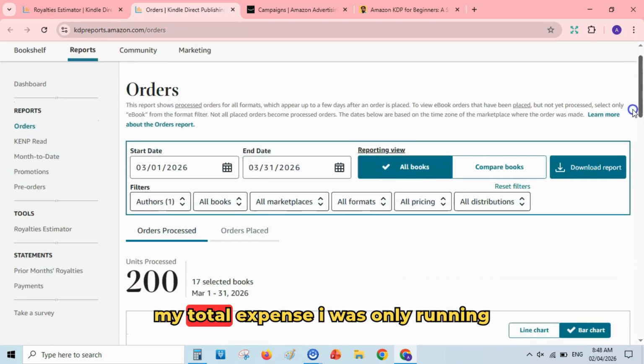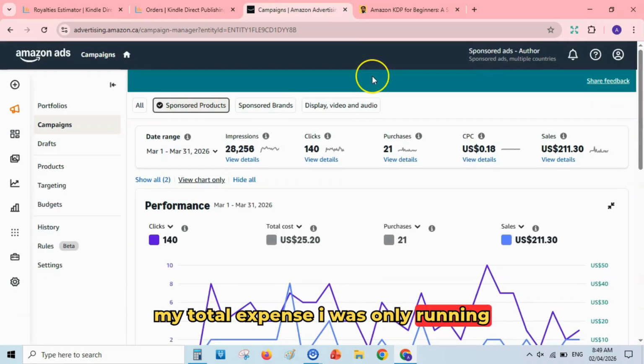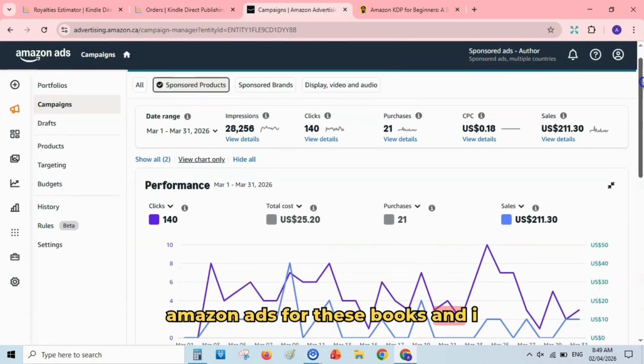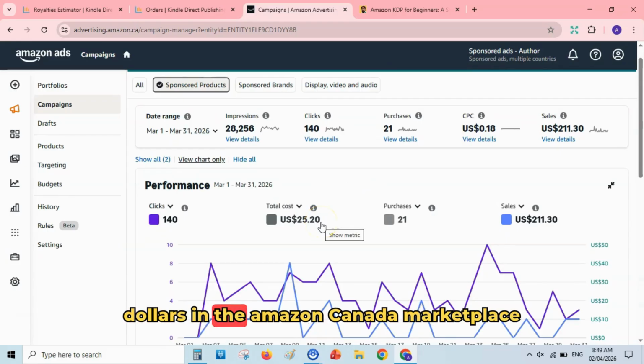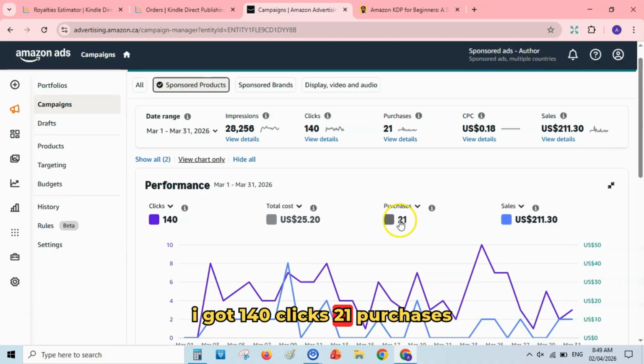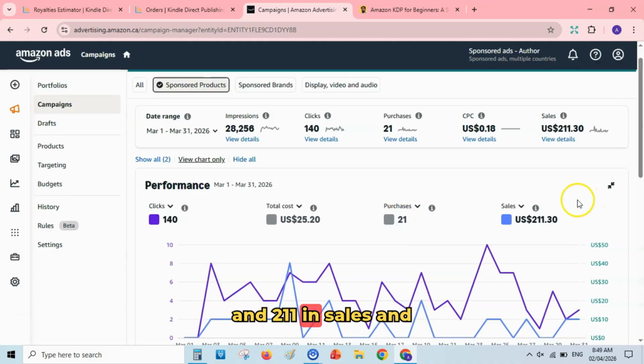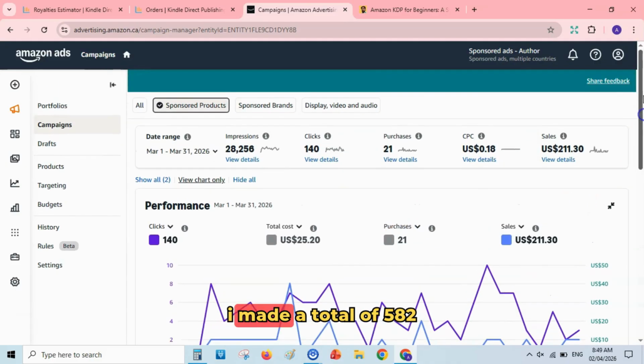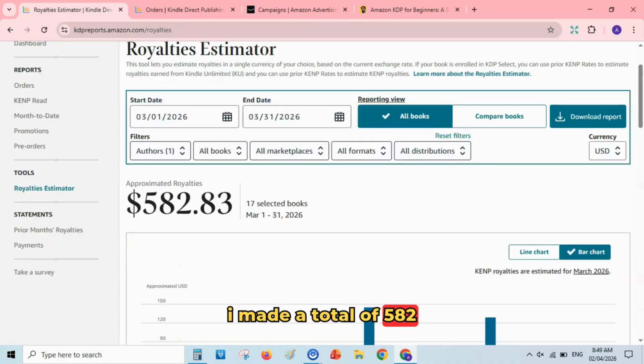Let me show you my total expense. I was only running Amazon ads for these books and I spent a total of $25.20 in the Amazon Canada marketplace. I got 140 clicks, 21 purchases and $211 in sales, and I made a total of $582.